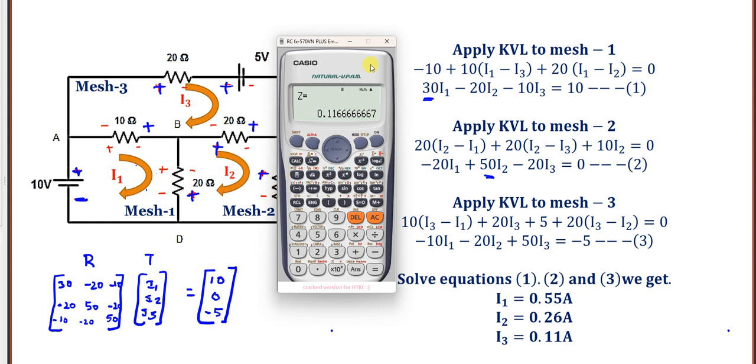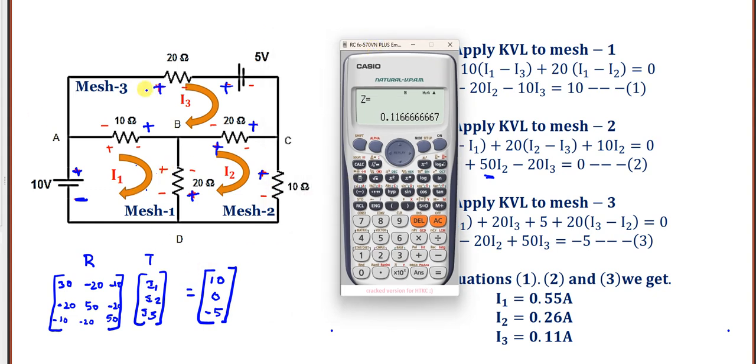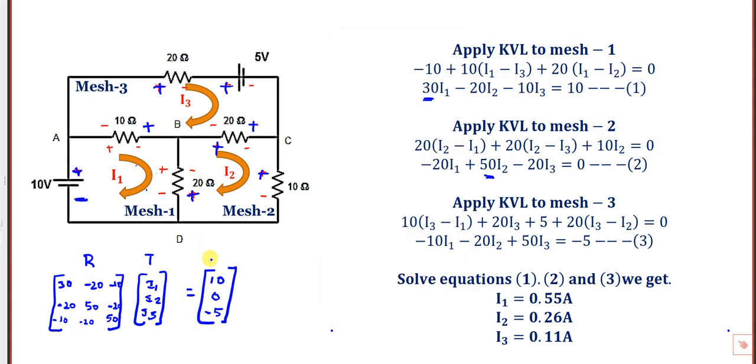So what you can do is, please remember, if they ask a pure DC network, voltage source and resistance only, then directly you can use this. This is the voltage matrix. The resistance matrix multiplied by the current matrix will give you voltage. So I1, I2, I3 are the three unknown mesh currents, three meshes. In the resistance matrix, the first element is the sum of resistance in mesh 1.